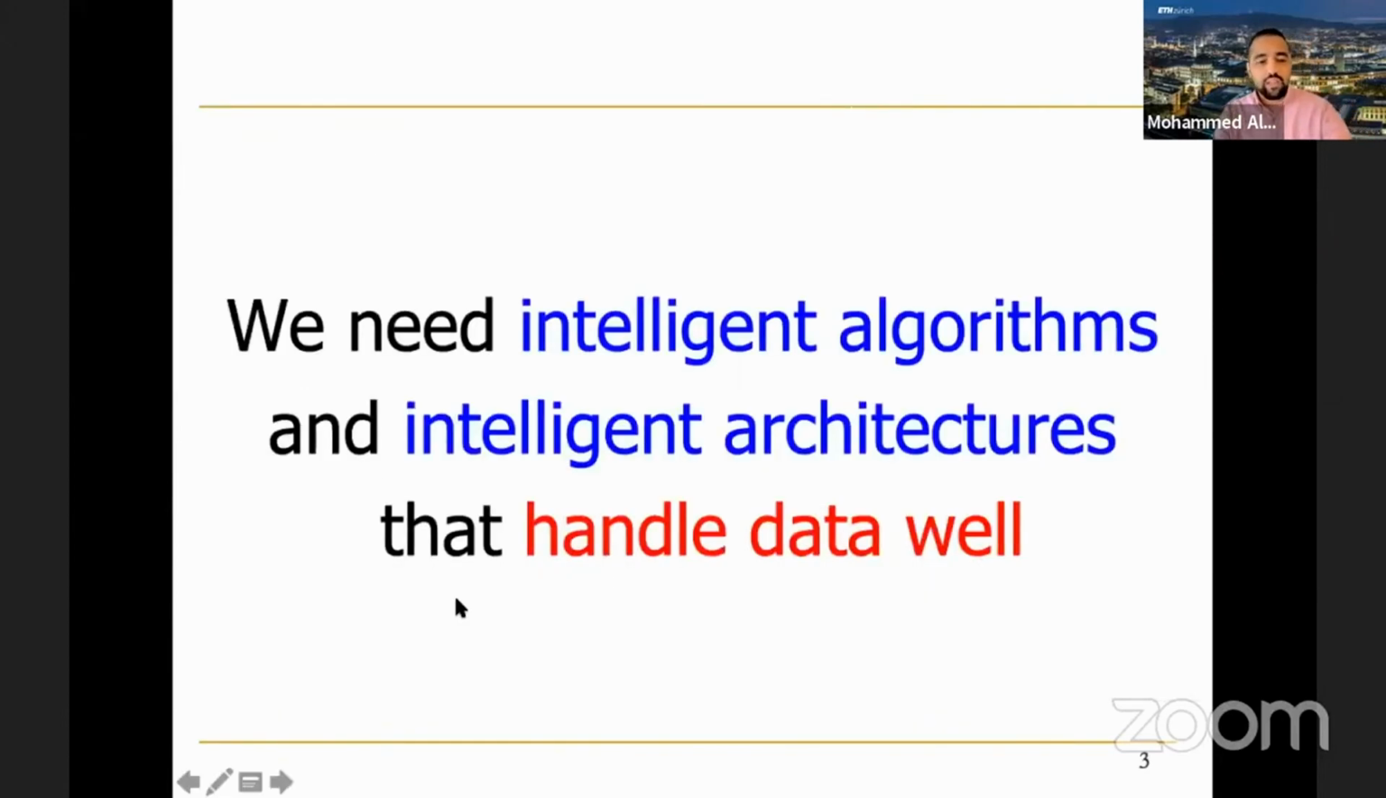All right, so as a summary of the last lecture, we said that we need intelligent algorithms and intelligent hardware or architectures that both can handle the data very well. So we agree, all of us, hopefully, that designing algorithms alone is not efficient. Designing hardware architecture for existing algorithm might not be efficient. The best way to get the most speed up is to design an algorithm that is aware about the hardware you are using.